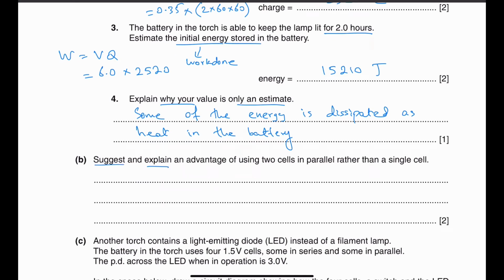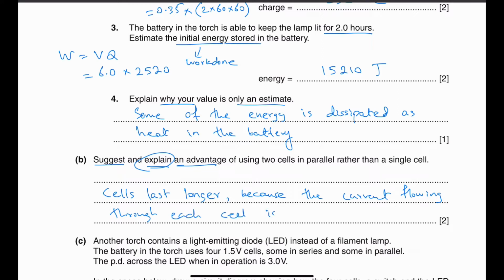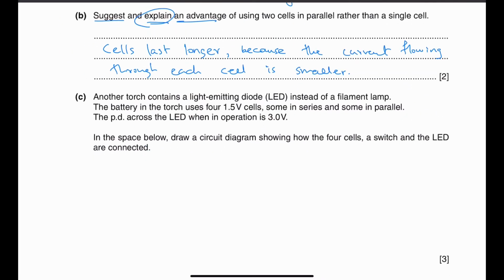Suggest and explain an advantage of using two cells in parallel rather than a single cell. Now in this part, we can write down our answer just as we did in the previous question, but now you also have to explain the reason behind that advantage. So you can't just say cells last longer. What you would say is cells last longer, but you have to give the reason for it as well. So the reason is because the current flowing through each cell is smaller.